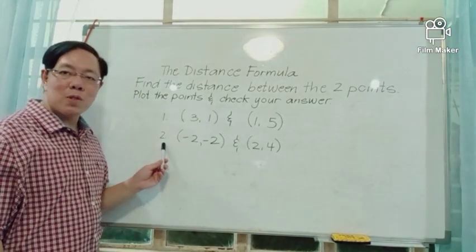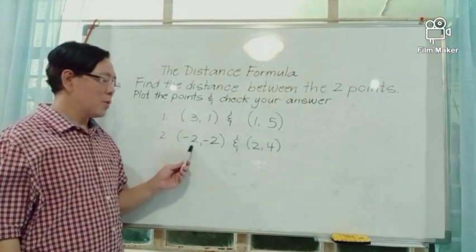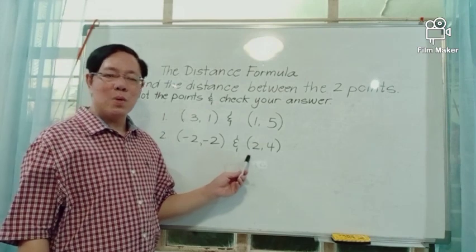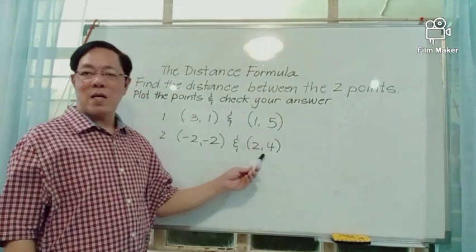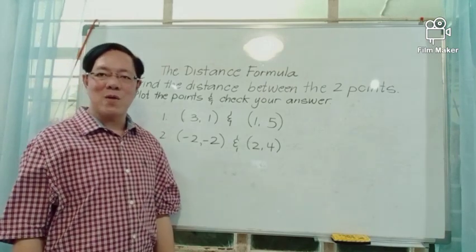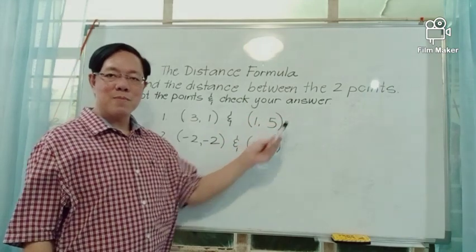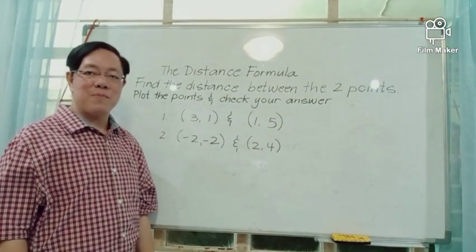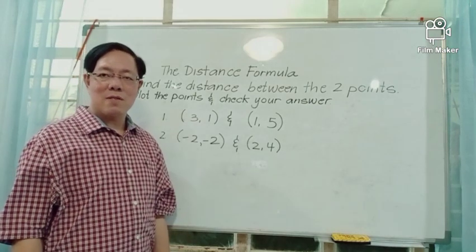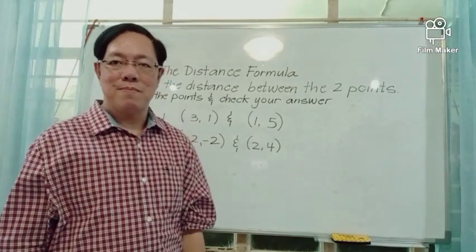For number 2, the 2 points given are -2, -2, and 2, 4. You will find the distance between these 2 points using the distance formula. And again, you check your answer from using graph. Plot these 2 points, construct the right triangle, and apply the Pythagorean theorem.